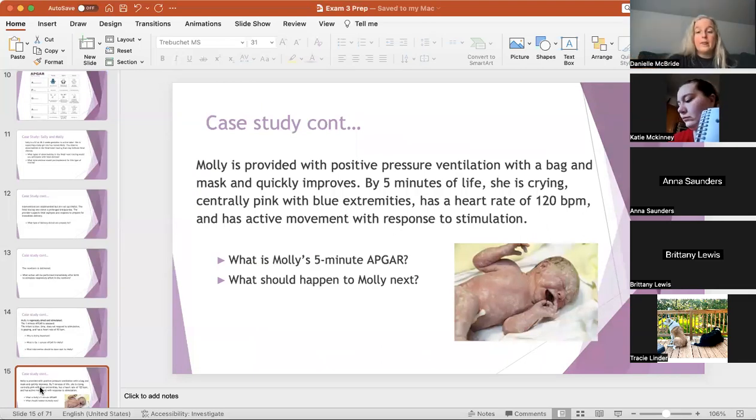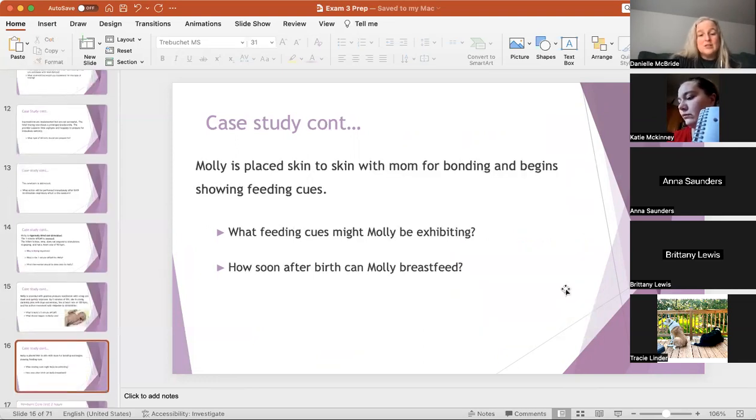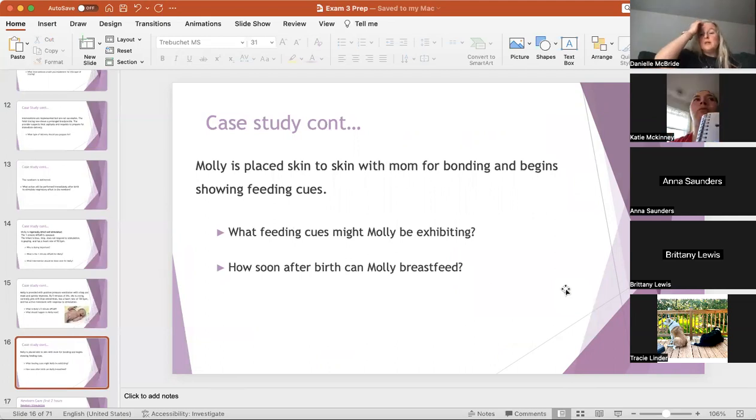Go to mom. Yep. Skin to skin. Let's go skin to skin with mom. Do you see her? She's pink. She's crying. She has good muscle tone. She looks great. So let's get her skin to skin. So she's placed skin to skin for bonding and begins to show feeding cues. What feeding cues might she be exhibiting?